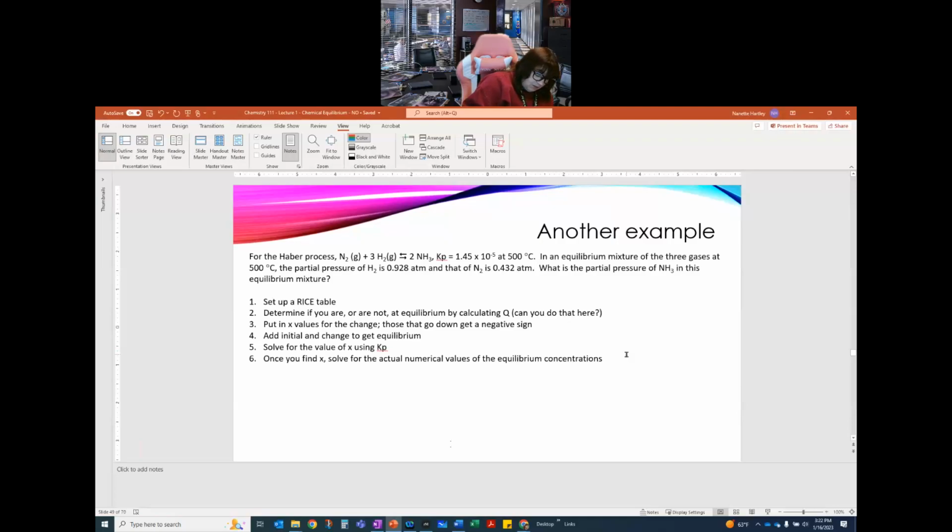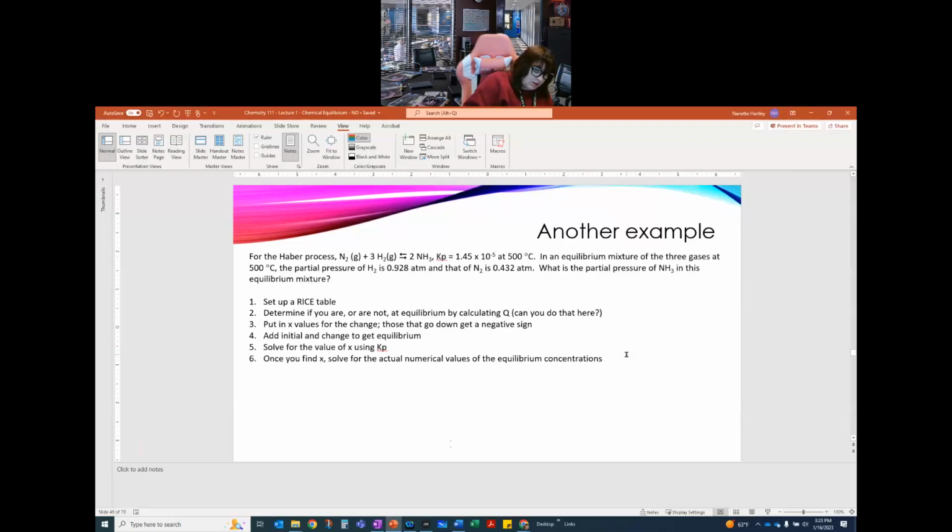It says that the partial pressure of H2, which is the second one, at equilibrium is 0.928, and that the partial pressure of N2 is 0.432. And they want to know what's the partial pressure of the NH3, okay? So that's what I'm looking for. This is all the information that I've been given.